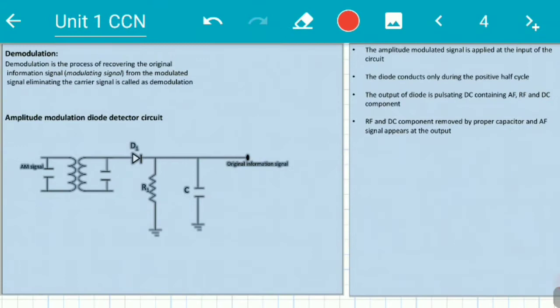In this video we shall try to understand demodulation, where modulation is the process of changing the characteristics of the carrier wave according to the instantaneous values of the modulating signal. Demodulation is the process of recovering the original information signal from the modulated signal. Eliminating the carrier signal is called demodulation.